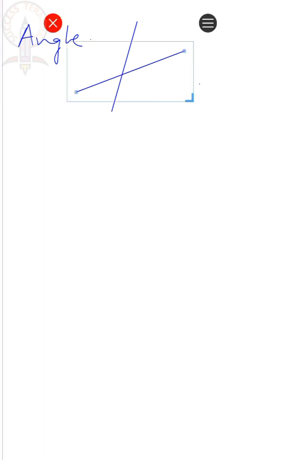Now let's discuss about the angle. I have told you the term angle. What do you mean by angle? Angle is if two straight lines cross each other, then these are known as angles. Now in case of surveying, we will use the term bearing instead of angle.